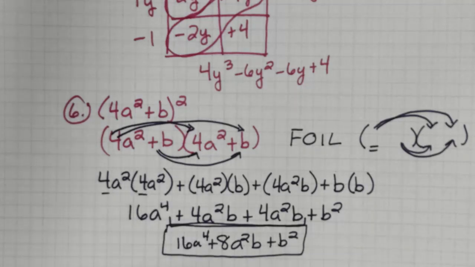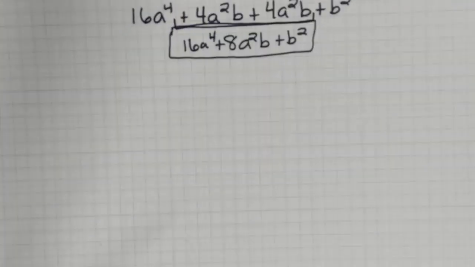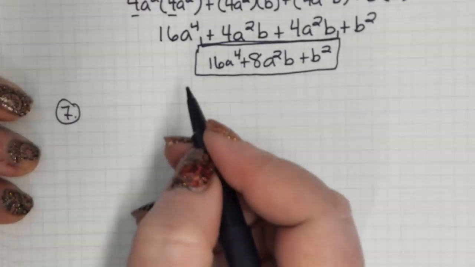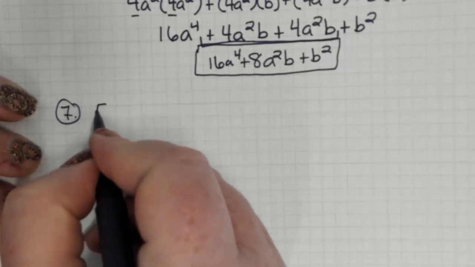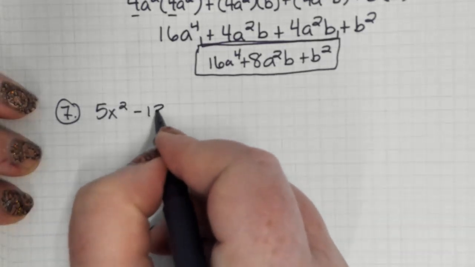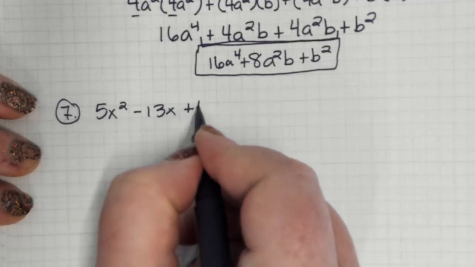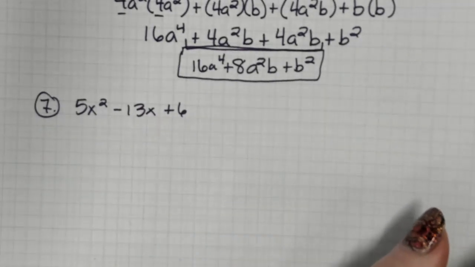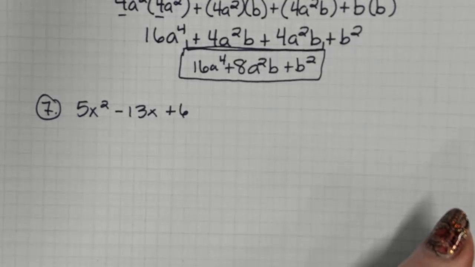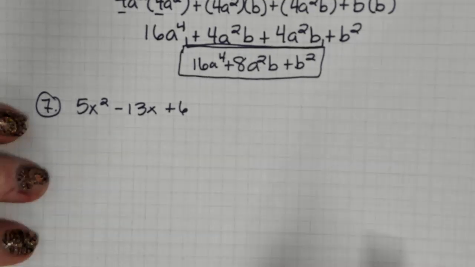Number 7 is a factoring question. Factor 5x squared minus 13x plus 6. This one's totally Desmos-able because I'm going to give you 4 multiple choice questions, responses on the review, and there's also mostly multiple choice on our test. I'm going to go through the steps anyway.